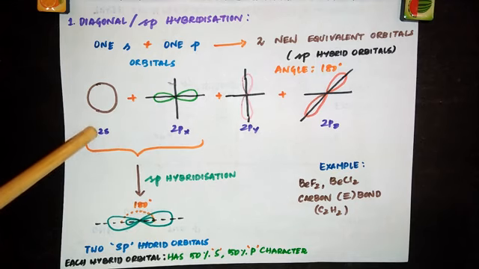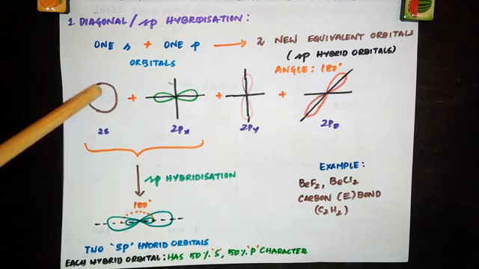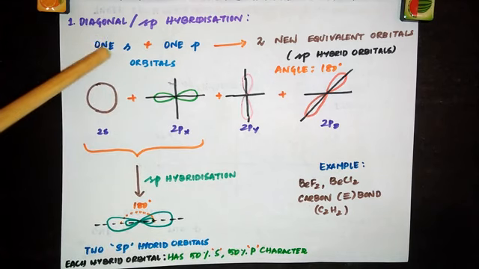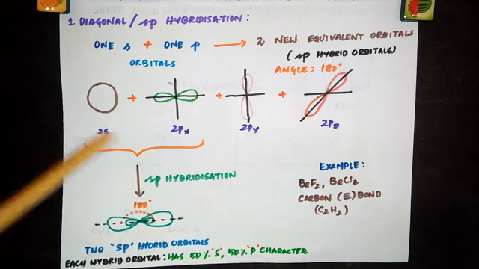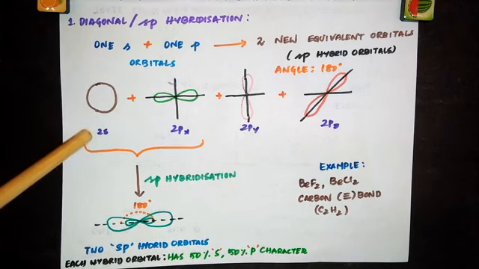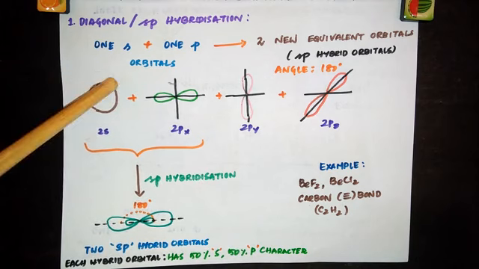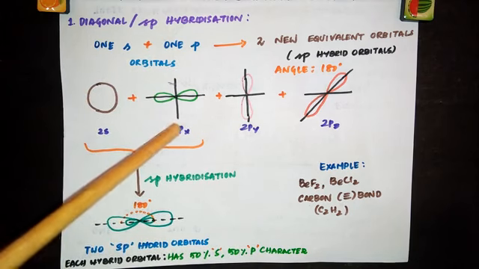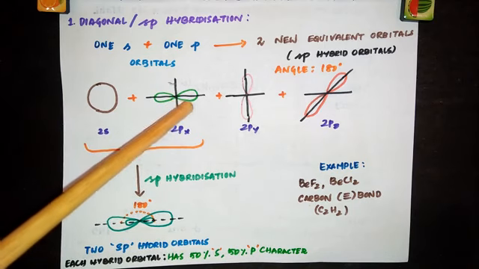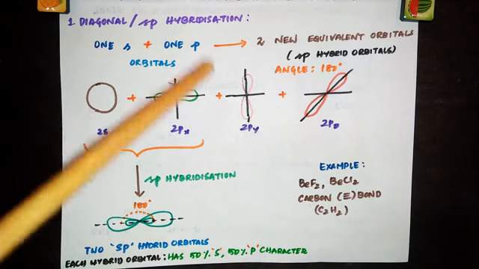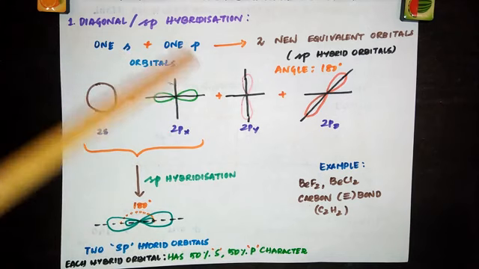Now see, 1s, let's take 2s. So this 1 means the count of s orbitals, and this 2s, the 2, represents the shell number. So the 2s orbital overlaps with 1 p orbital. Here I am taking 2px. So when they overlap, we get an sp hybrid orbital.